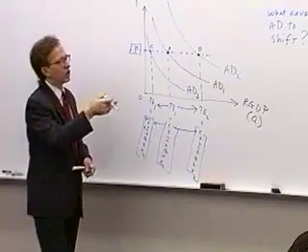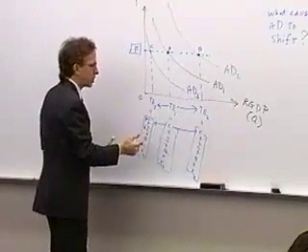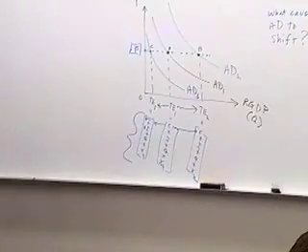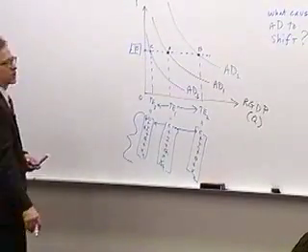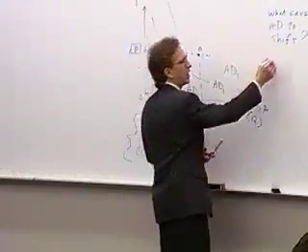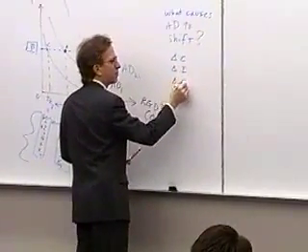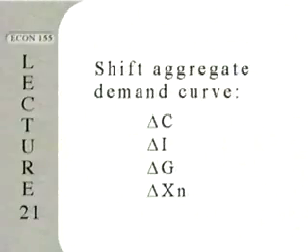So what causes the curve to shift, or what determines its position? And the answer is these things right down here, the consumption and investment and government spending and net exports. Those are the things that cause this curve to shift. Change in consumption, change in investment, change in government purchases, change in net exports. That's what causes the curve to shift.